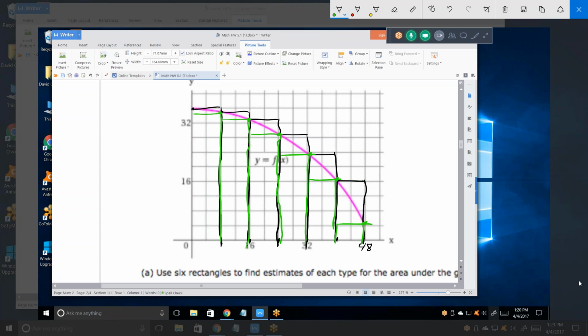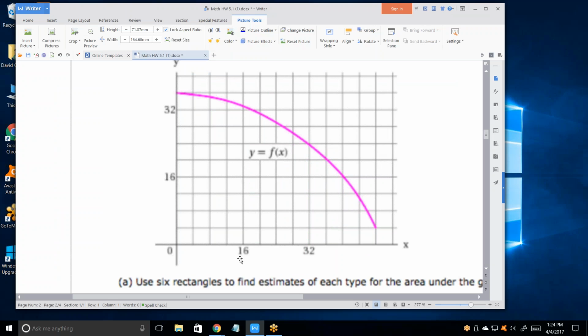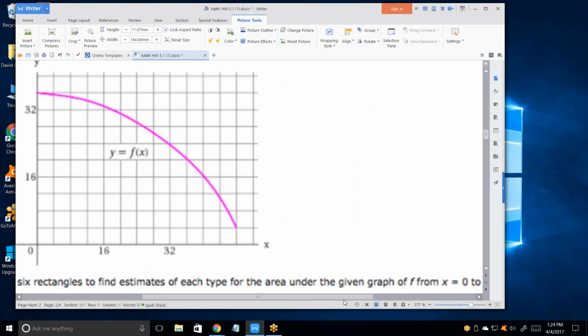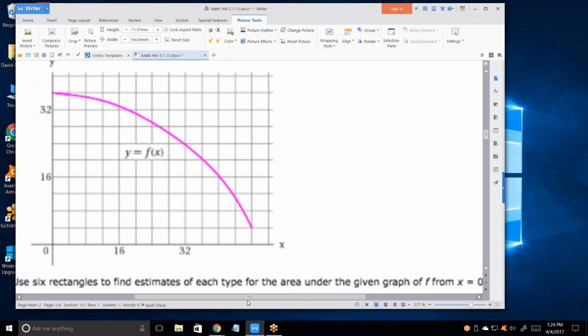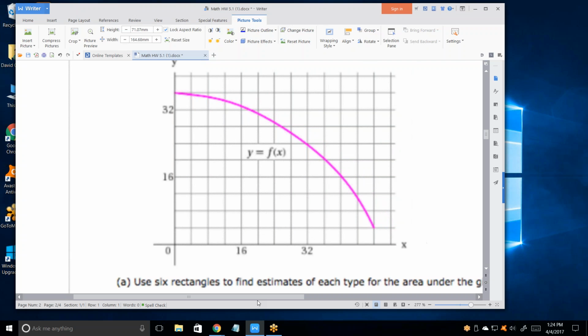And I guess the exercise here is to find estimates of each type for the area under the curve. Hold on. What's the rest of that say? From x equals 0 to 48. Now when they say find estimates of each type, I presume they mean left RAM and right RAM. Those 2 types only. Yeah.